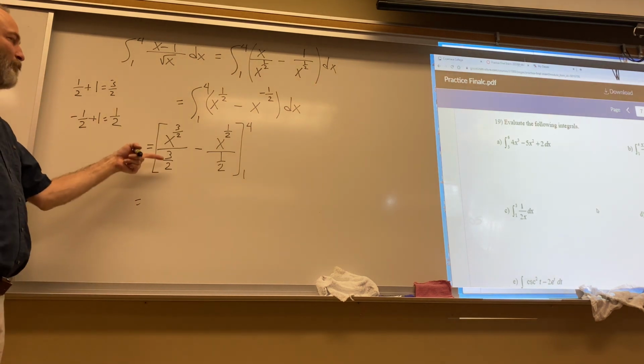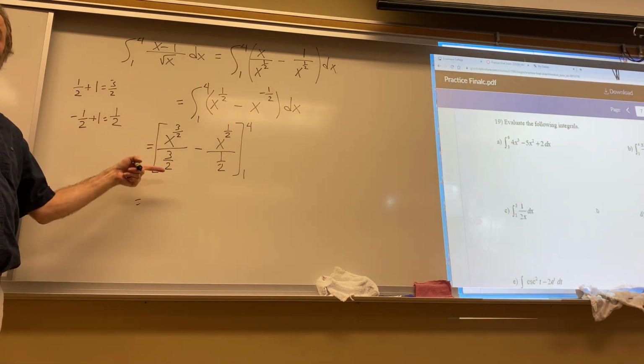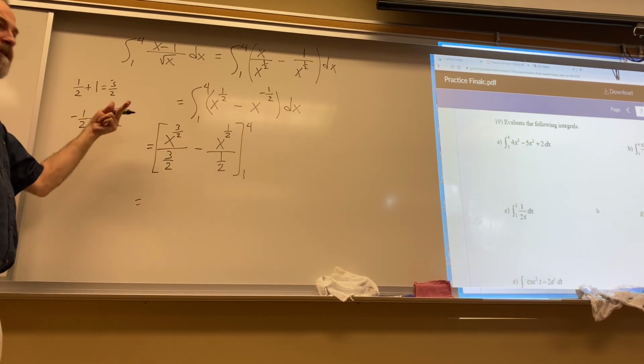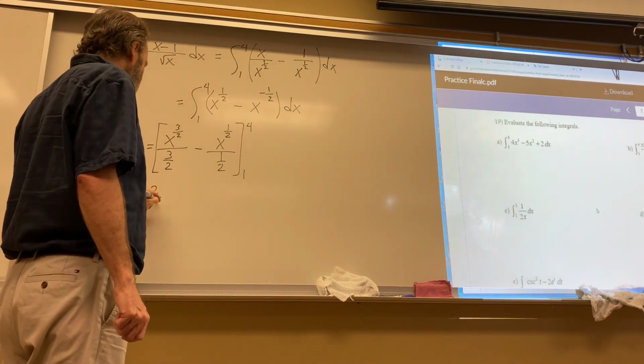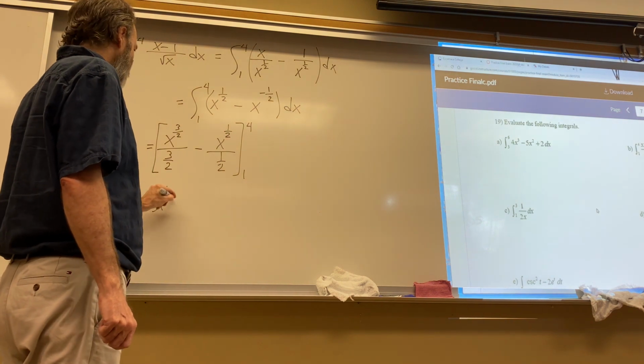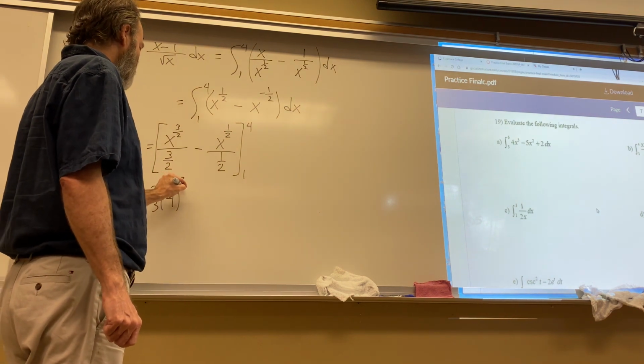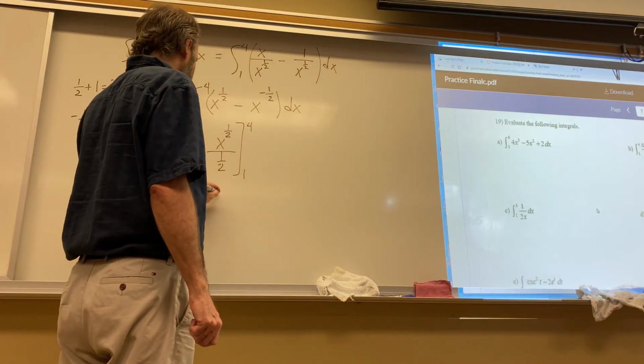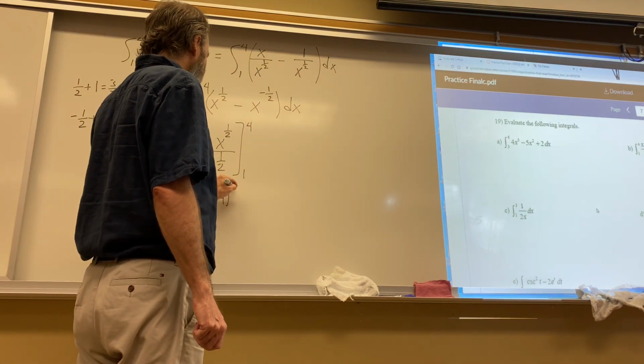What can we do with this 3/2 in the denominator here? We multiply by the reciprocal. So we can flip it up to the numerator, but it flips upside down when it does that. So this is going to be 2/3, 4 to the 3/2, minus 2 over 1, 4 to the 1/2.